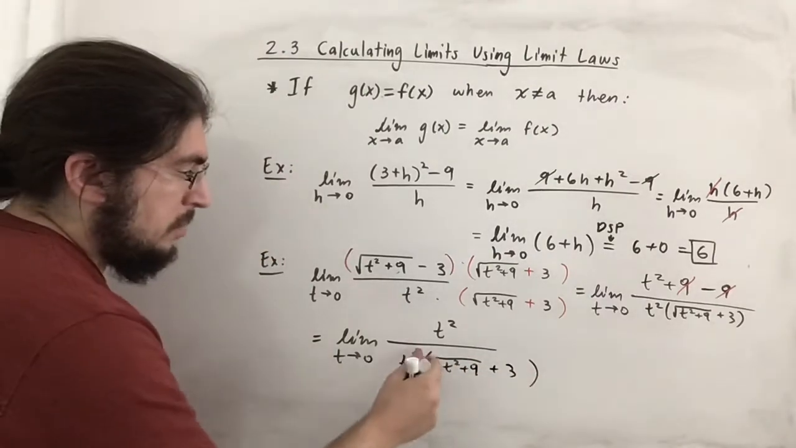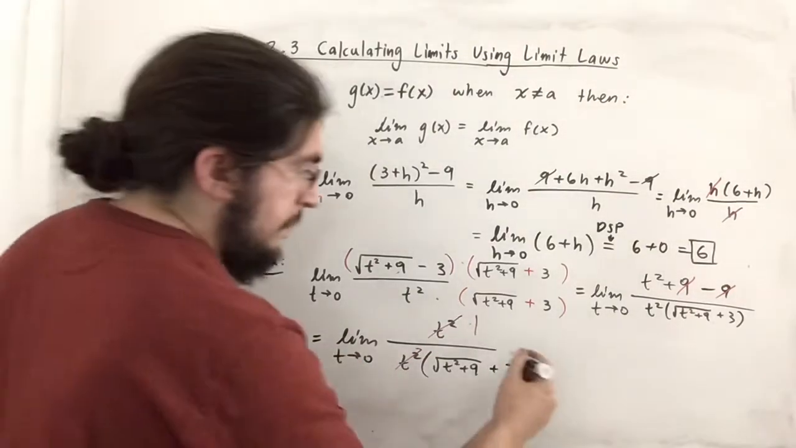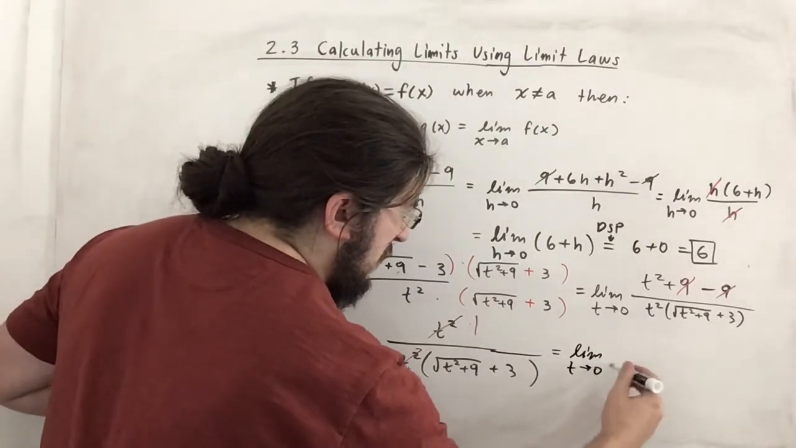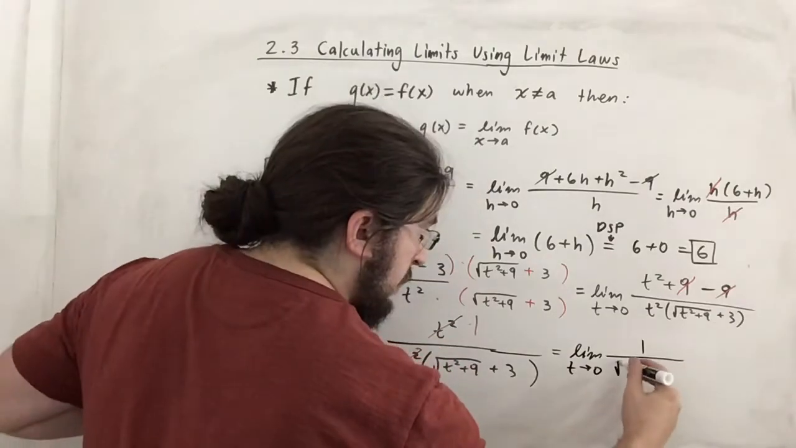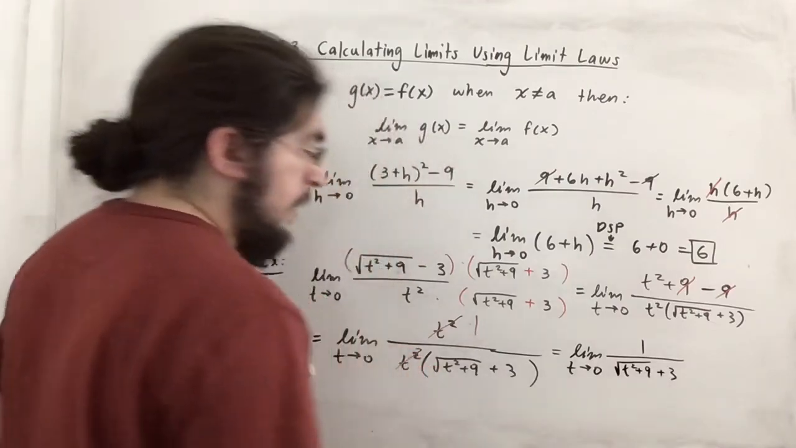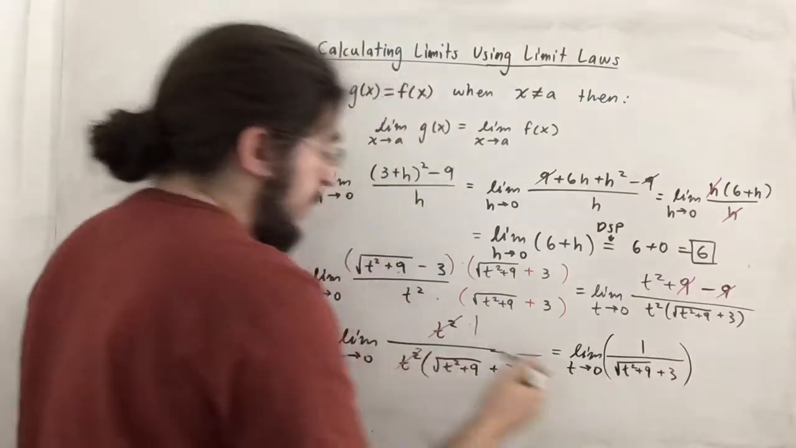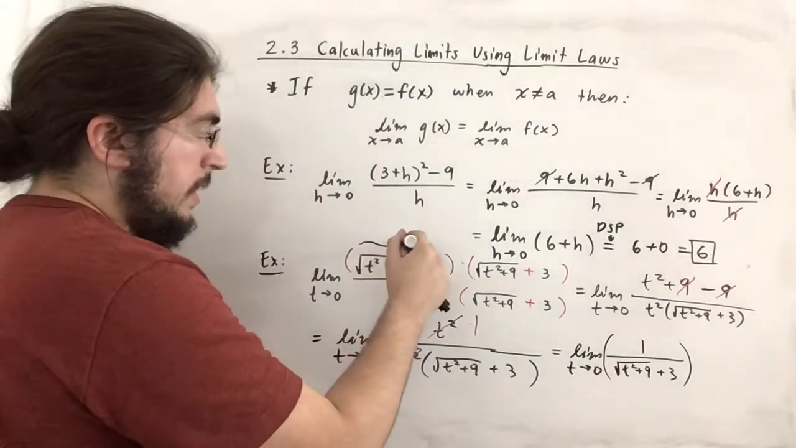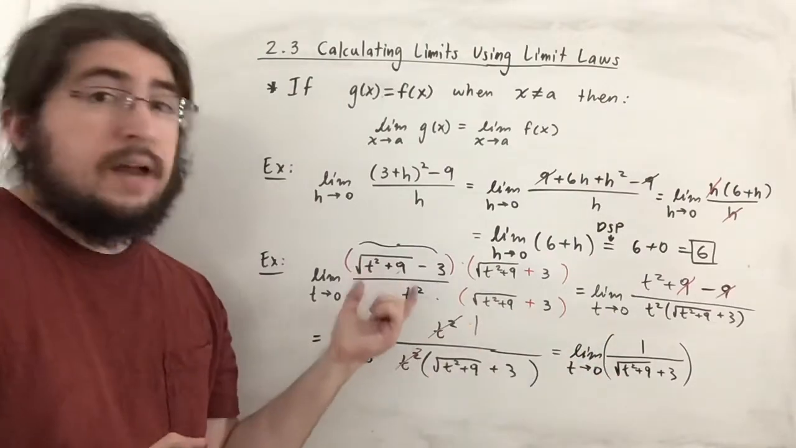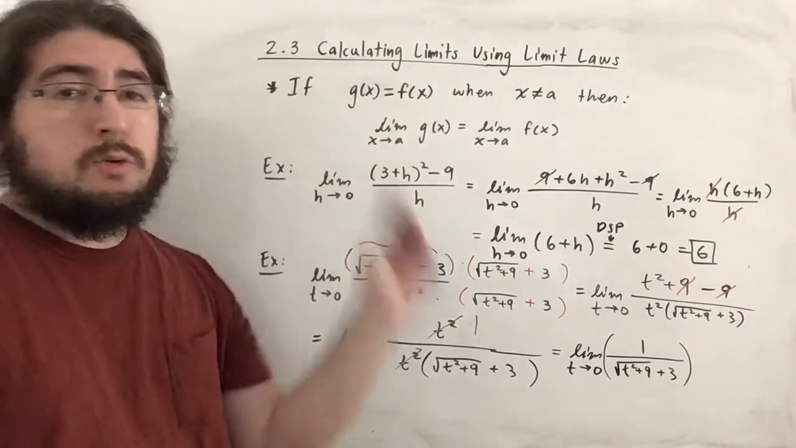So now here the t squares cancel, so we get 1 left over on the top, because the top is 1 times t squared. Perfect. Now this is the limit as t goes to 0 of 1 over radical t squared plus 9 plus 3. Now again, this expression here and the original expression here are not the same. This is valid when t is equal to 0. This is not valid when t is equal to 0. But they're the same otherwise, so we can use this tool here.